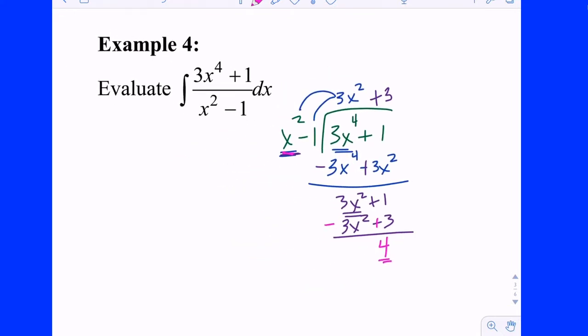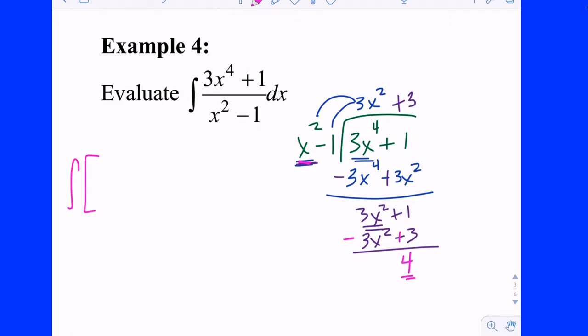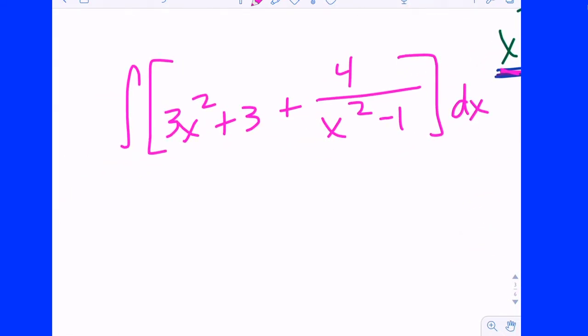Does x squared go into 4? No. Okay? So what we do then is we rewrite the integral as the quotient, 3x squared plus 3, plus any remainder, which is 4, over the original divisor, x squared minus 1. So it's just another way to write that rational function. Now, what that does is that already kind of decomposes it into 3 terms, but notice the first 2 terms are just power rule. We know how to evaluate those. So here's where you have to be careful with your notation. If you want to go ahead and find the antiderivative of those 2 terms, you can do that, or you can just wait to do it until the very end. It's entirely up to you.